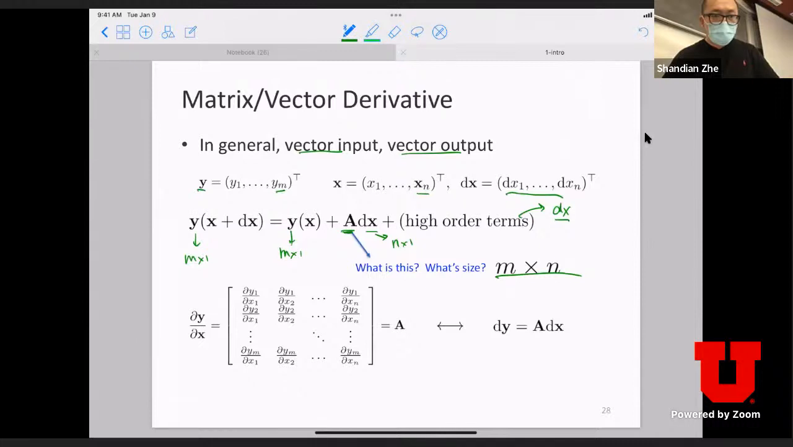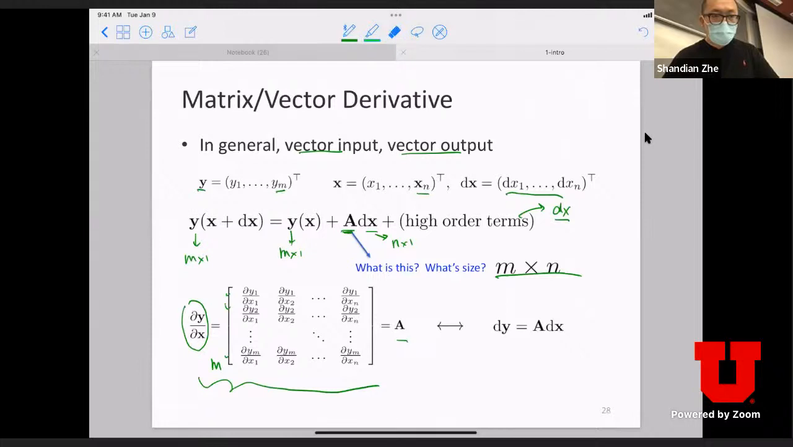So this is how we define the partial derivative of y over partial derivative of x, which is called the Jacobian. The Jacobian shape is m by n, where the rows correspond to different elements in the output, and the columns correspond to different elements in the input.